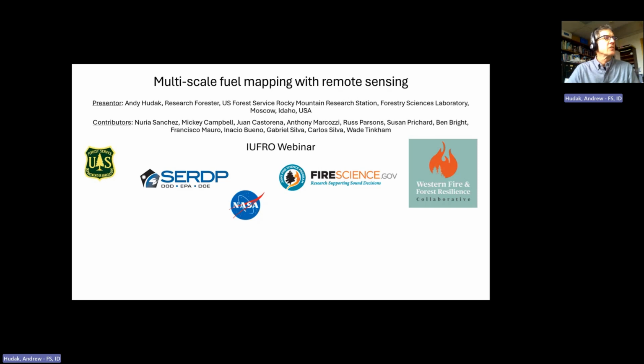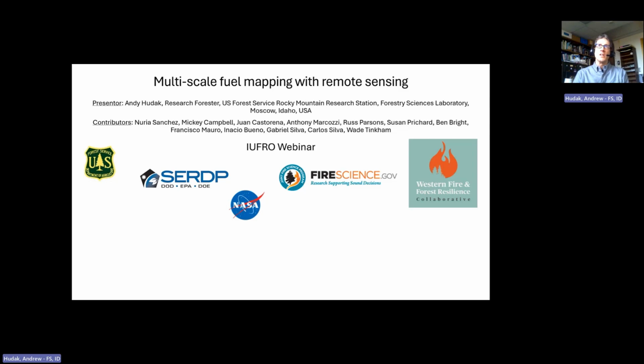The topic today is fuel mapping, and what I've been involved with in the last few years across different scales of fuel mapping, all of which involve some type of remote sensing data, but also some type of field measurements as well that we're associating with the remote sensing data. And that's an important point because it's the physical fuel measurements on the ground that we care about and we're trying to predict.